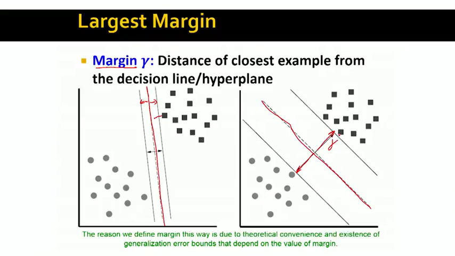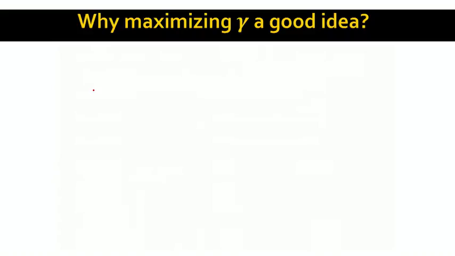The reason why we define the margin as the distance to the closest data point, and maybe not the average distance or something like that, is because this makes sense intuitively, and also there is machine learning theory that says that this is the right way to go about this and to define the margin as the distance of the closest example from the decision boundary. So now we will ask, why is maximizing margin gamma a good idea? And to do this, we first want to compute what is the value of gamma.